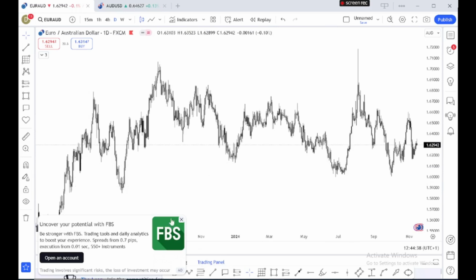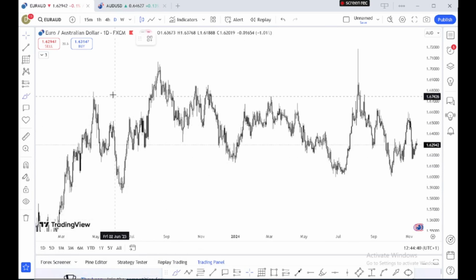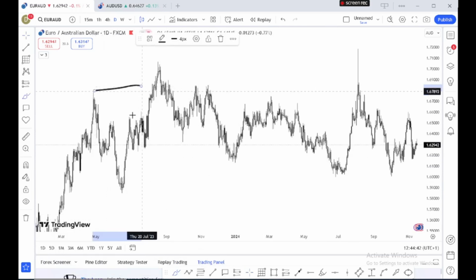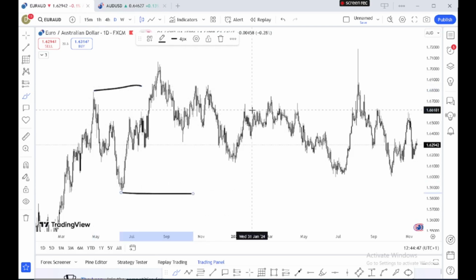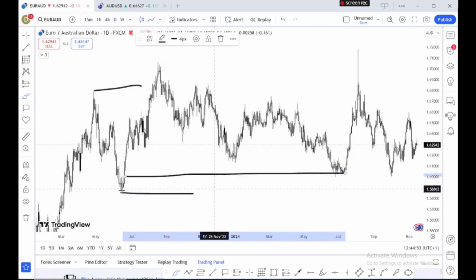So what are we looking out for here? The market gave us break of structure in daily. This is the low. So in daily, this is the low. Then the market did what? The market mitigates this extreme.